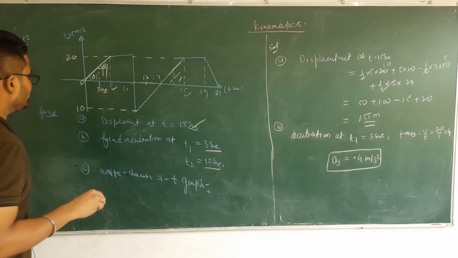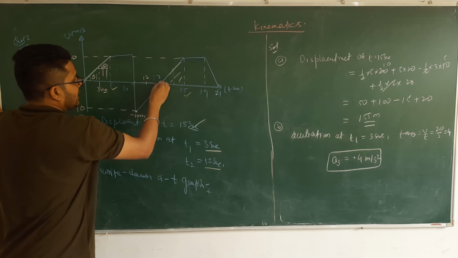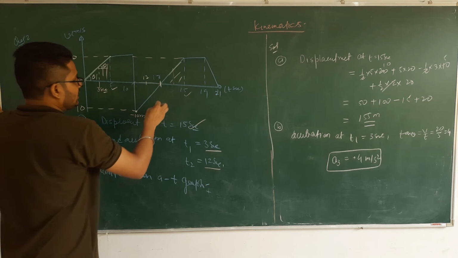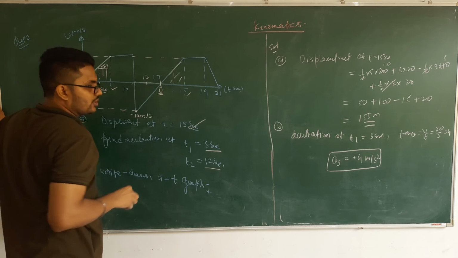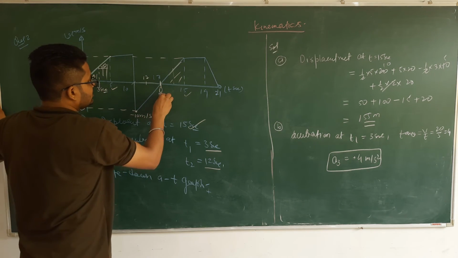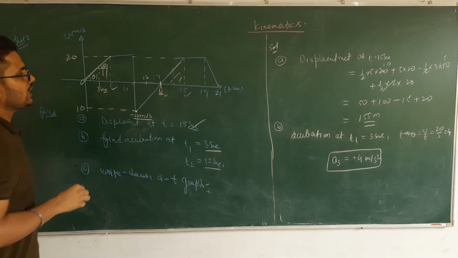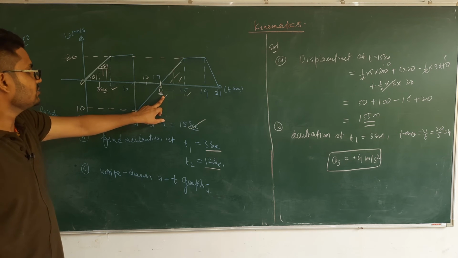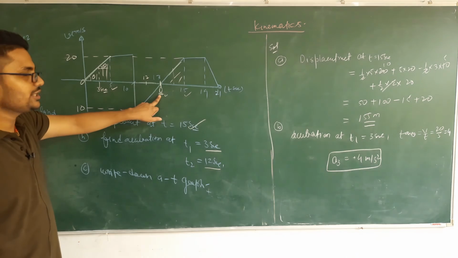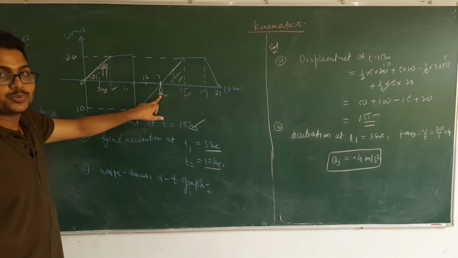Okay beta, so initially at 10 seconds velocity is minus 10 meter per second. At time t equal to 13 seconds, velocity is 0 meter per second. Okay, so continuously the values are going to the positive side.